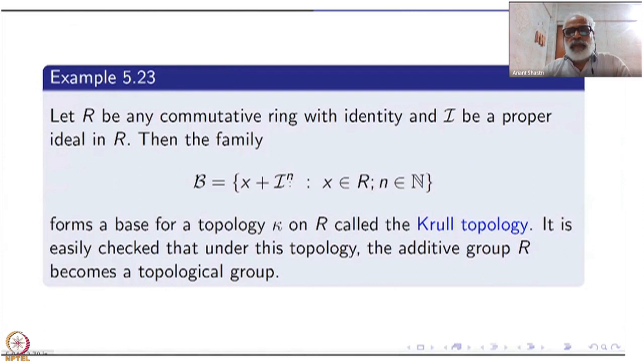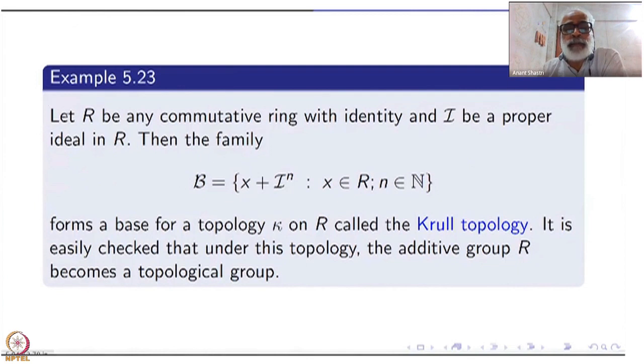There is a multiplication in the commutative ring, so I'm writing I times I square, and so on. It's a standard notation: whenever an ideal is there, these things will also be ideals. Look at all these x plus I^n. They will form a cover for the whole of R, because x is in x plus I^n. But they will form a base for a topology. Let us call this kappa, in honor of Krull. It's called the Krull topology. You have to check that it is a base and then it's a topology.